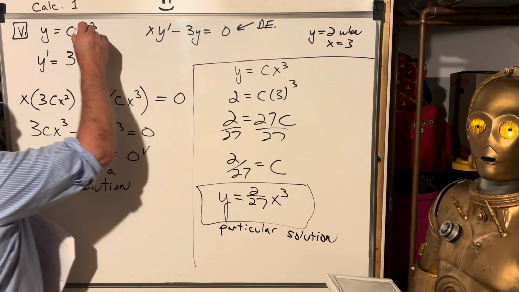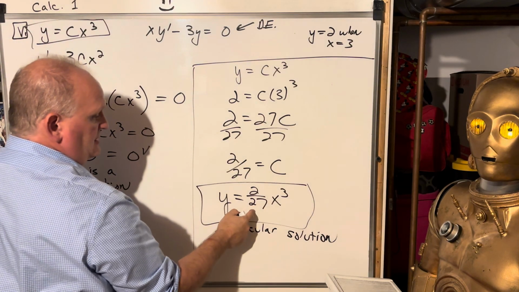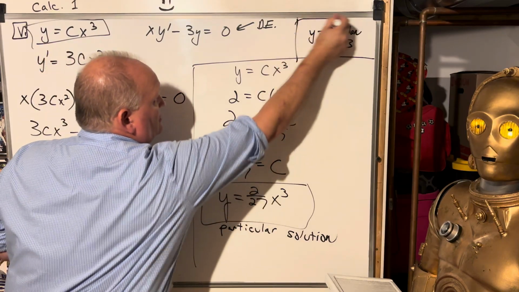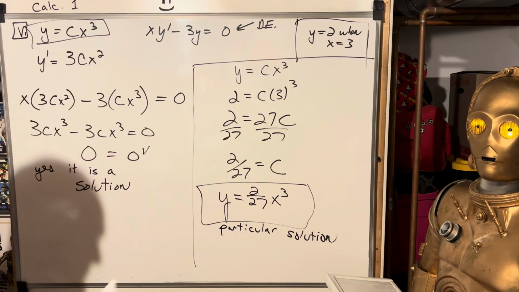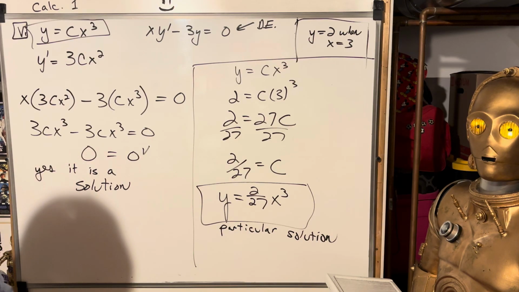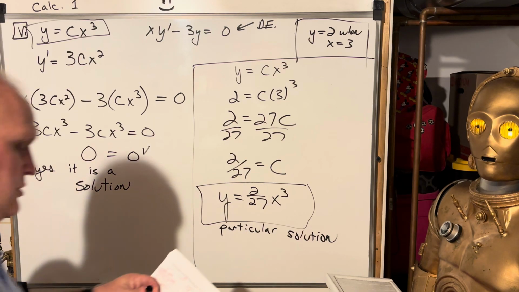This was a general solution they gave us, and we confirmed it. And then this is the particular solution that matches with these initial conditions when x is 3, y is 2. Okie dokie artichoke. All right, let's look at number 6.